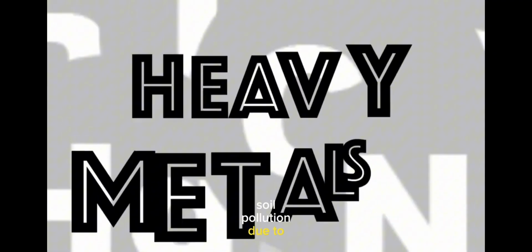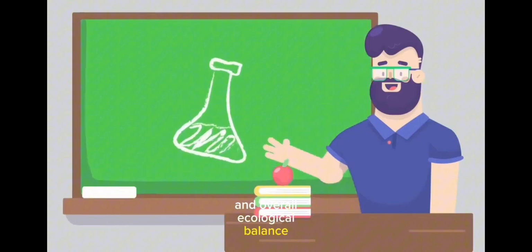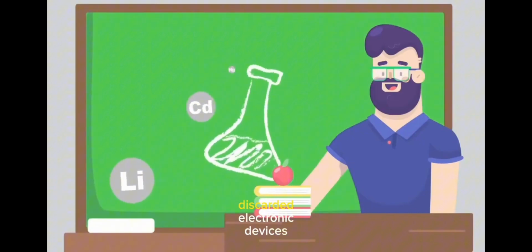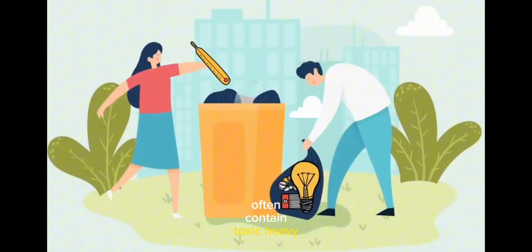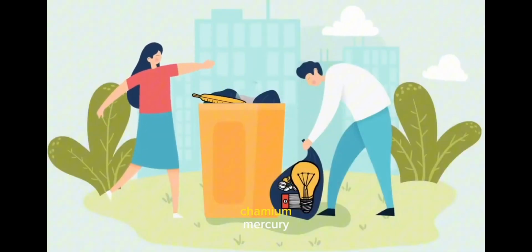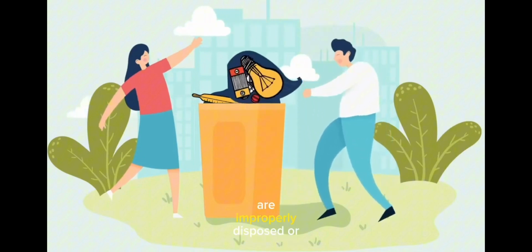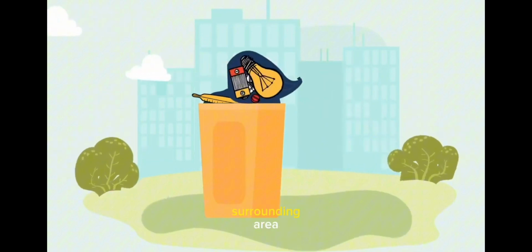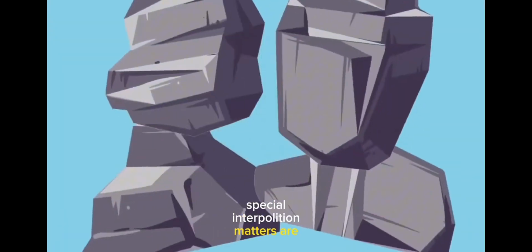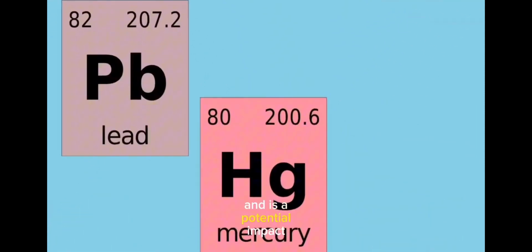Soil pollution due to heavy metals at e-waste sites can have severe consequences for the environment, human health, and overall ecological balance. E-waste, which includes discarded electronic devices like computers, mobile phones, and other electronics, often contains toxic heavy metals such as lead, cadmium, mercury, arsenic, and chromium. When these electronic devices are improperly disposed of or recycled, heavy metals can leach into the soil and contaminate the surrounding area. Spatial interpolation methods are used to estimate and visualize the extent of pollution and its potential impact.